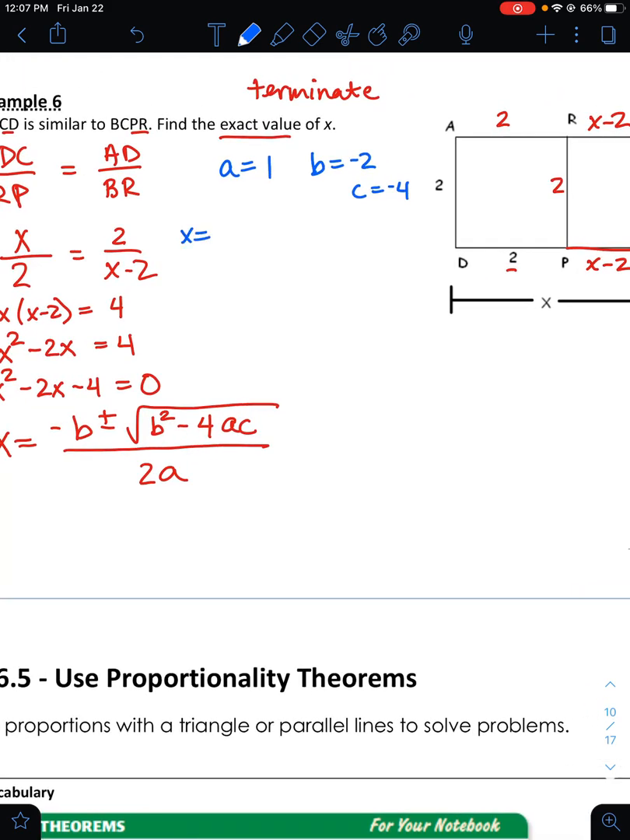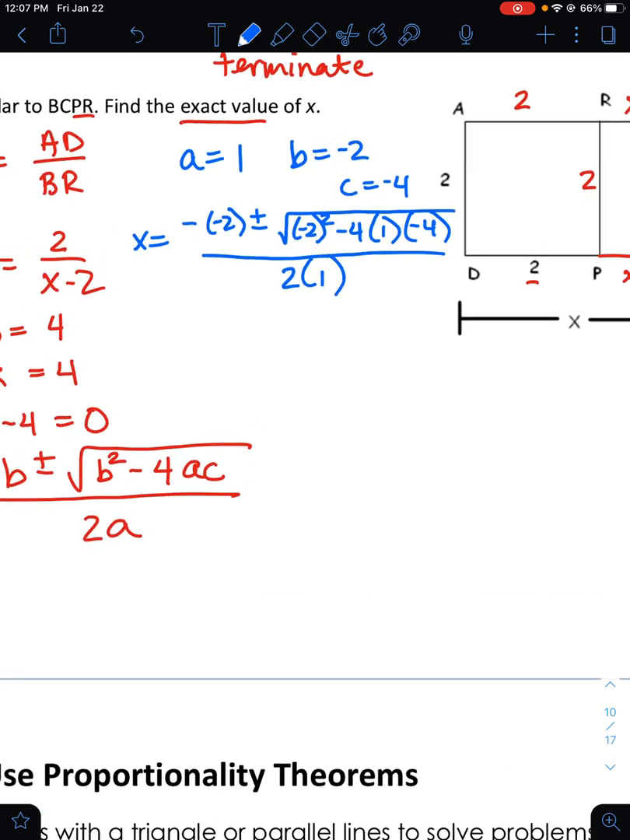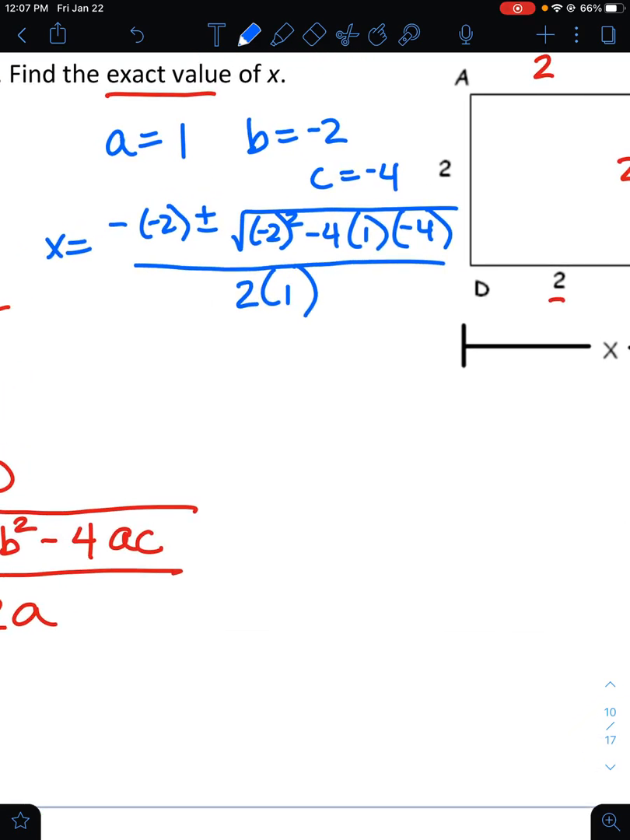Okay, so let's plug in. So x equals -2 plus or minus the square root of b squared, -2 squared minus 4 times a, which is 1, times c, which is -4, over 2 times a, 2 times 1. Okay, so I would recommend just plug in. Don't do any calculations when you plug in. All right.